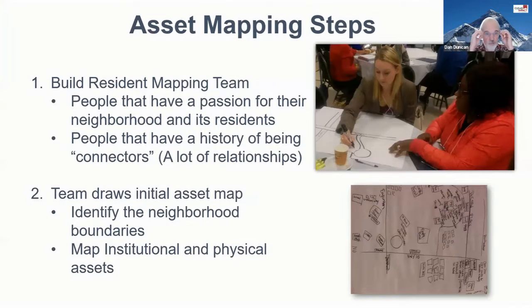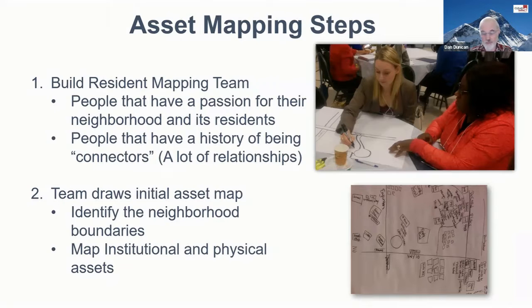So here are the basic steps in the toolkit. You start with building that resident mapping team, to define the geographic area you want to map, and then find some folks in the neighborhood that want to lead that effort. You want to look for people that have a history of being connectors, or people with a lot of relationships. Put together a small group, 8 to 10 people is fine. And then get a big piece of paper, put it up on the wall, and have them draw their initial asset map of the neighborhood.